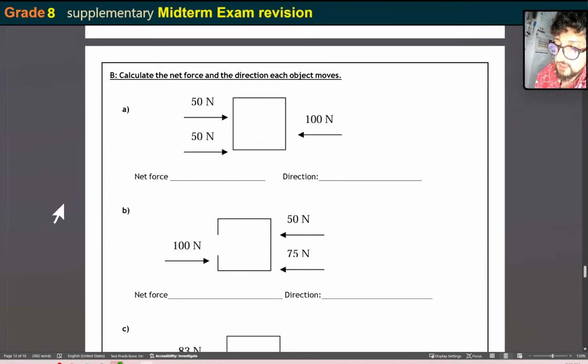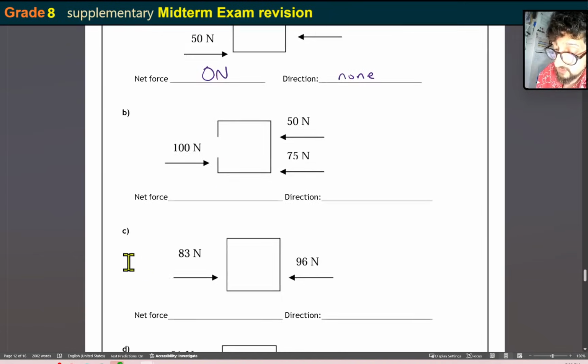Calculate the net force and the direction each object moves. So in this case, the net force is 0 because, I know it looks like it's not acting on the box, but it is. So it's 0, and the direction is none. It's not moving anywhere. And if you prefer, 0 newtons, but it doesn't matter because 0 is 0.